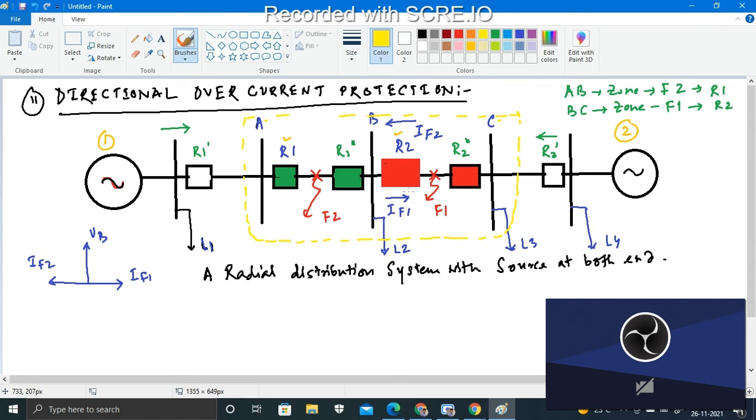So what is actually going on? That thing we will discuss. Although we are connecting the two sources, this is one source and another source, and these will be the directional overcurrent relays R A, R B and R C. That means the fault that will appear either in this direction or in that direction.